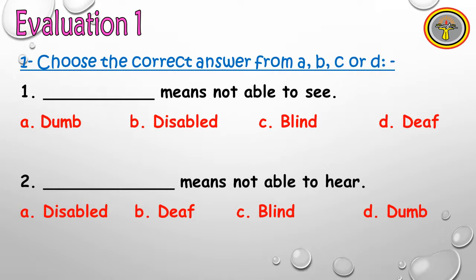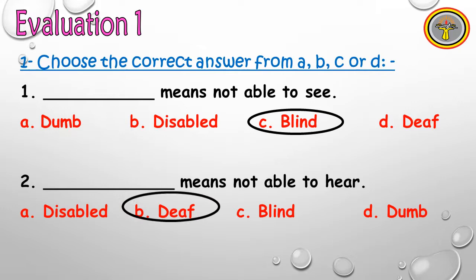Choose the correct answer from A, B, C, or D. Number one, blind means not able to see. Number two, deaf means not able to hear.